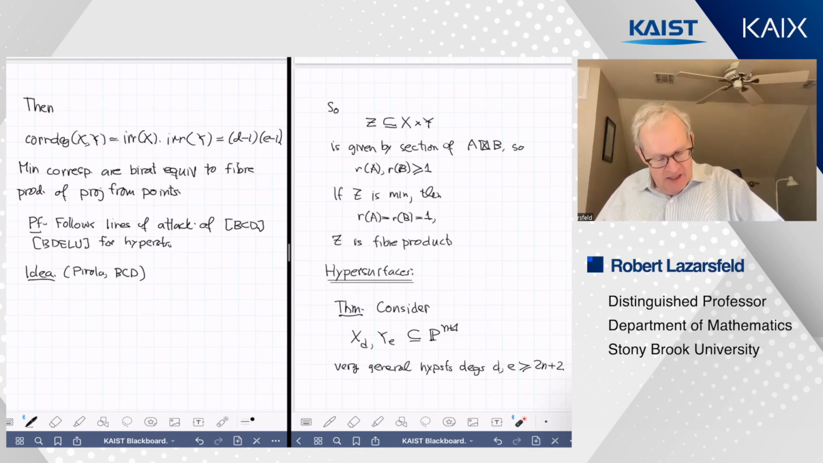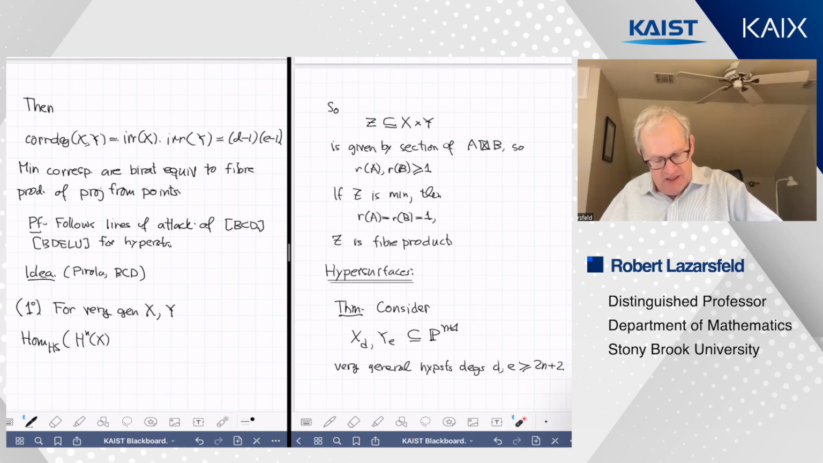Okay, and so the idea is that the first step, just as in the case of curves, is to say that if we have two very general hypersurfaces, they're in some sense Hodge theoretically independent. So the first remark, a well-known fact, is that if we take very general X and Y, there are no interesting Hodge theoretic maps between their cohomology. So homomorphisms of Hodge structures between, let's say, the primitive cohomology of X and the cohomology of Y, there are no interesting maps, and vice versa.